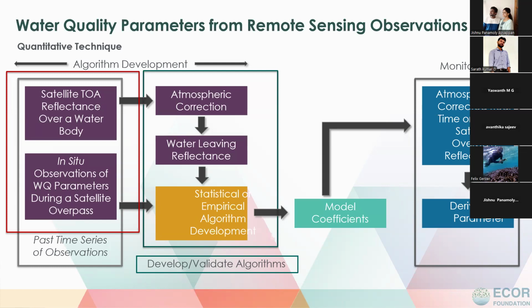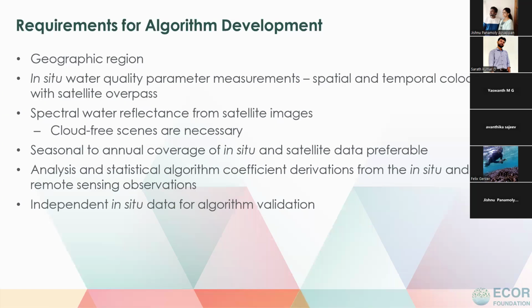To build a good model, we need field samples collected close in time to the satellite overpass, and we need seasonal coverage and multiple sites. Also, we need enough cloud-free satellite scenes, and independent data for validation as well. So if you are building your own model for a lake, the rule is simple: the more field data you have, the more reliable your retrieval will be.